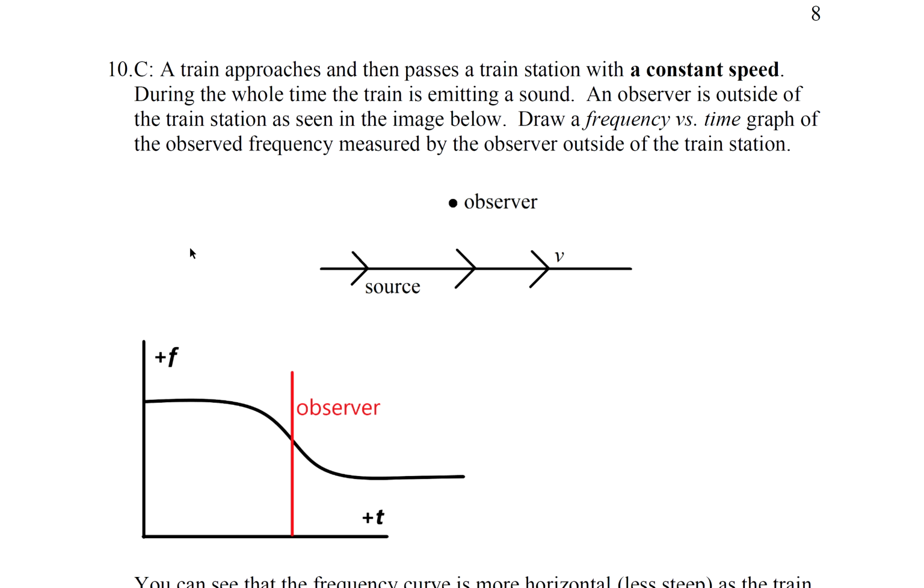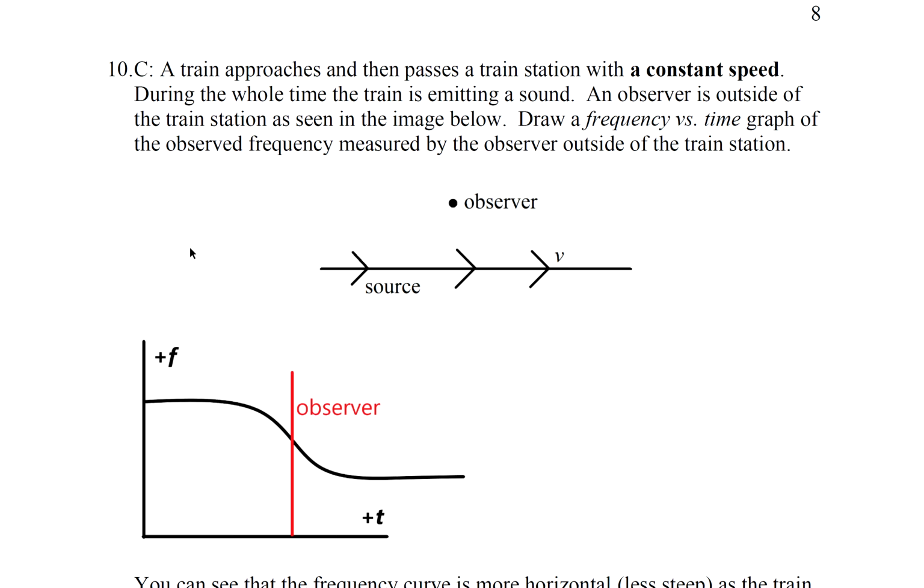Question 10. A train approaches and then passes a train station with a constant speed. During the whole time the train is emitting a sound. An observer is outside of the train station as seen in the image below. Draw a frequency versus time graph of the observed frequency measured by the observer outside of the train station.